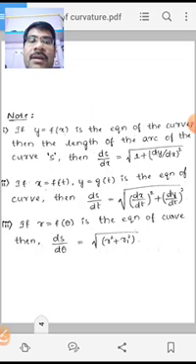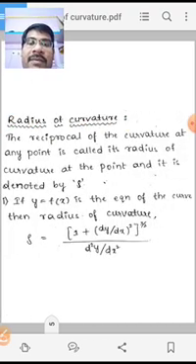Then the length of the arc s is given by ds by dt is equal to square root of dx by dt whole square plus dy by dt whole square. If the curve is in polar form, that is, it depends upon the radius and theta, that is r equal to f of theta is the equation of the curve, then ds by d theta is equal to square root of r square plus r1 square, where r1 is dr by d theta. The reciprocal of the curvature at any point is called the radius of curvature at the point and is denoted by rho.